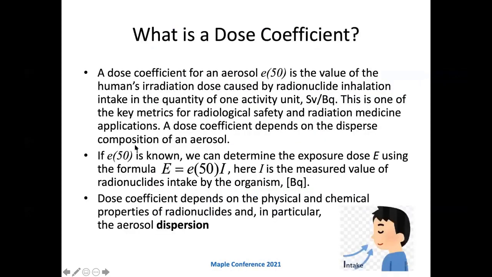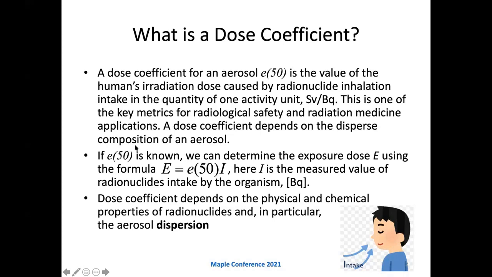To begin with, let us define what is a dose coefficient. A dose coefficient for an aerosol, called E50, is the value of the human's irradiation dose caused by radionuclide inhalation intake in the quantity of 1 activity unit, measured in sievert over becquerel. This is one of the key metrics for radiological safety and radiation medicine applications.